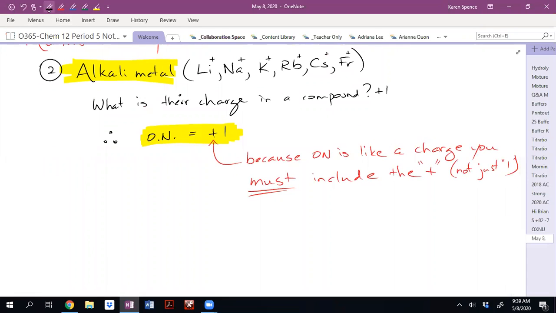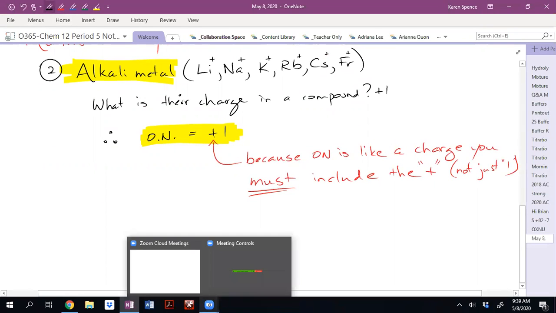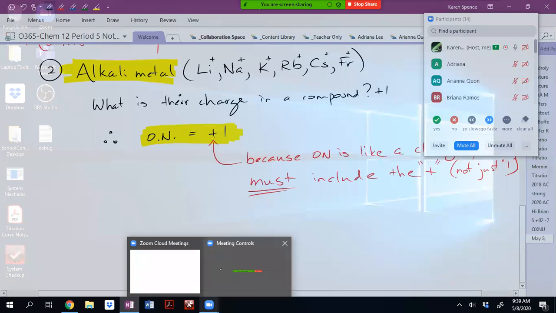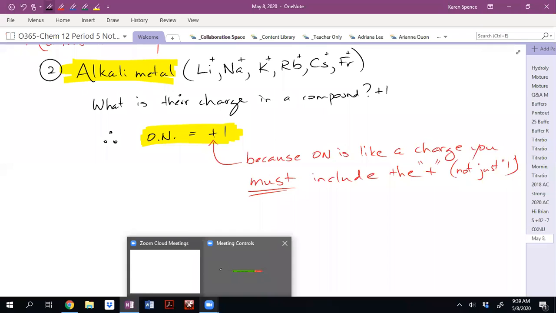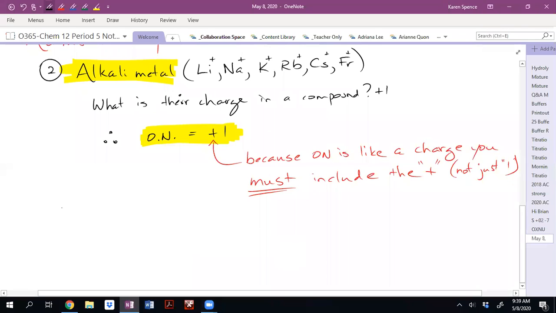Okay, following along the same trends. What is, do you think, the oxidation number of the alkaline earth metals in compounds? Yeah, +2. So their oxidation number is +2.